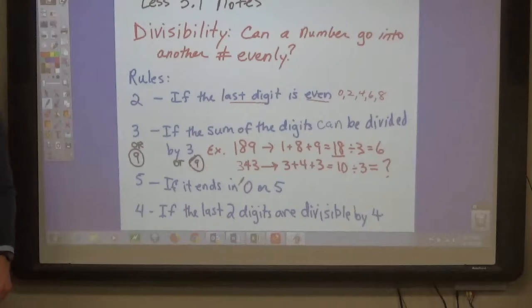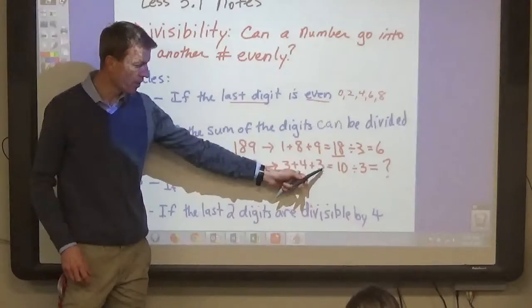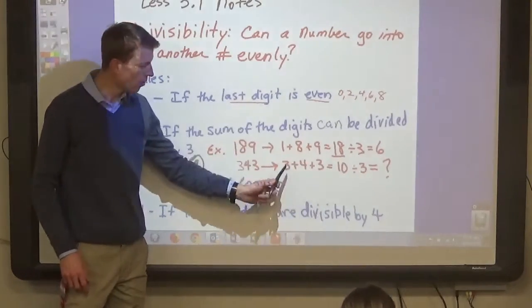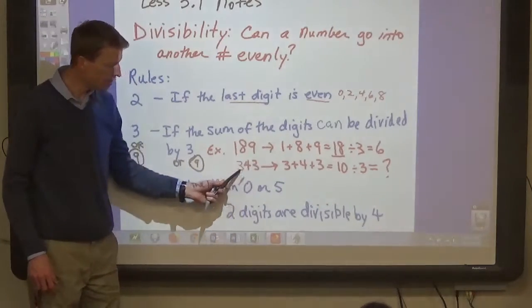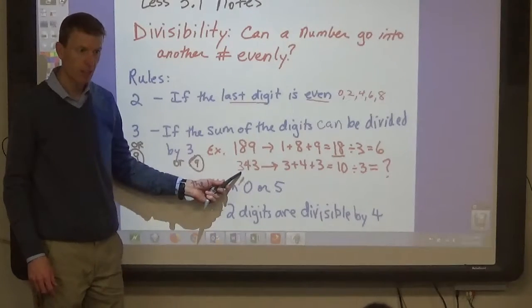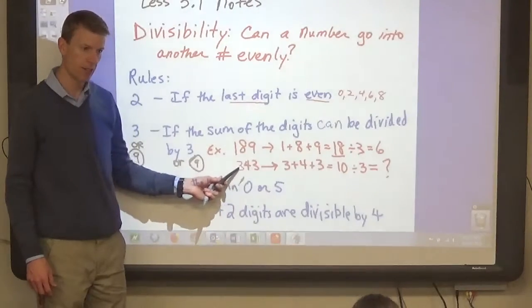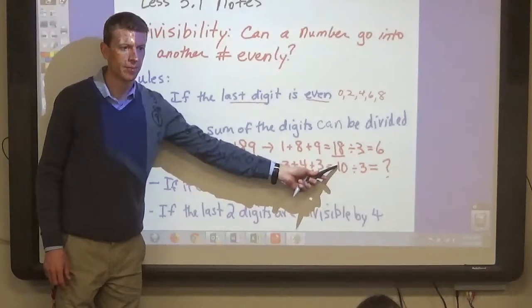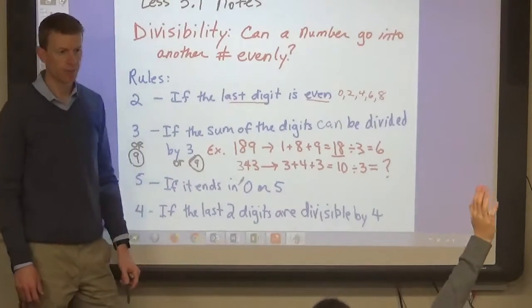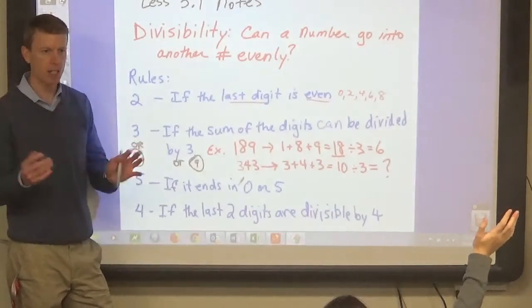Ellie? You just add these numbers together. 3 plus 4 plus 3 equals 10. So 3 plus 4 is 7, plus 3 is 10. And that's the sum of these digits. The sum means that when you add these digits together, 3 plus 4 plus 3 equals 10. And so to find the sum of the digits, you just add up the digits.